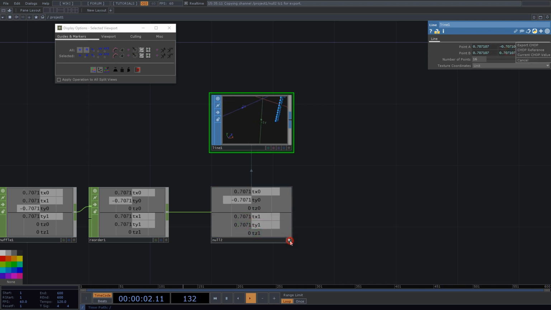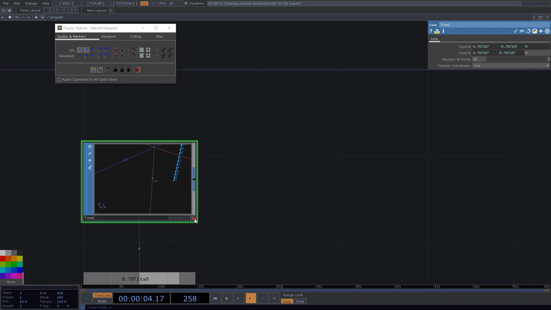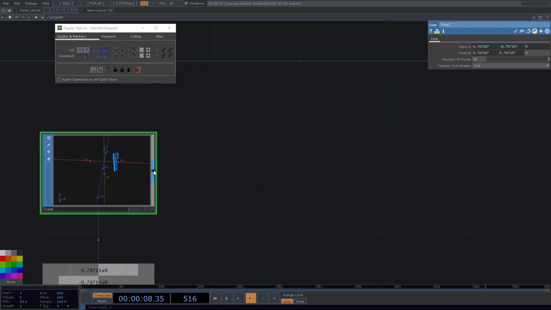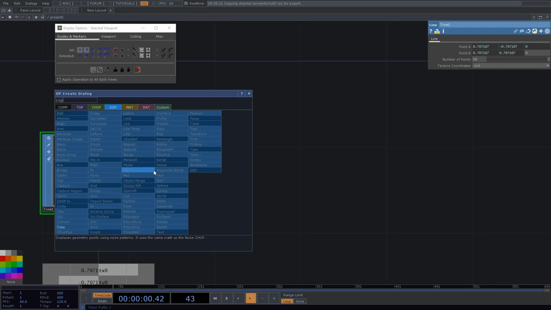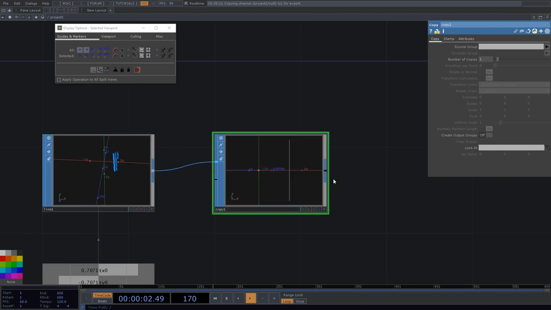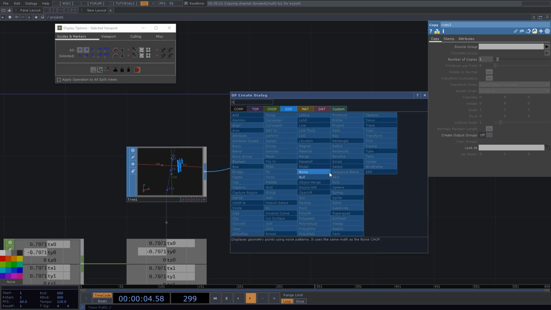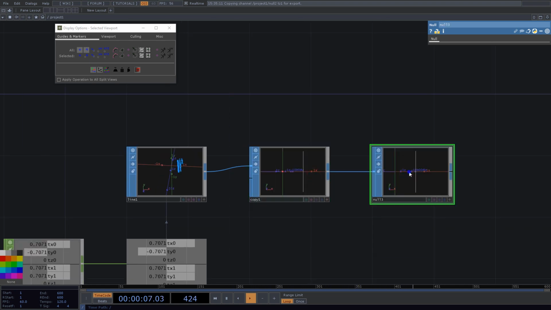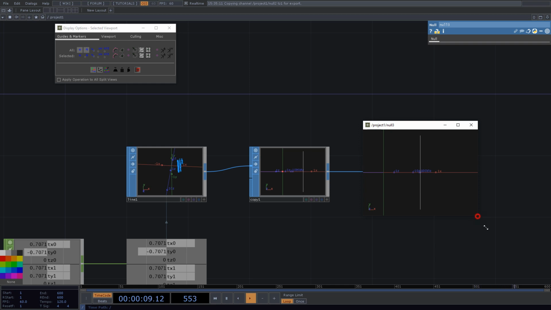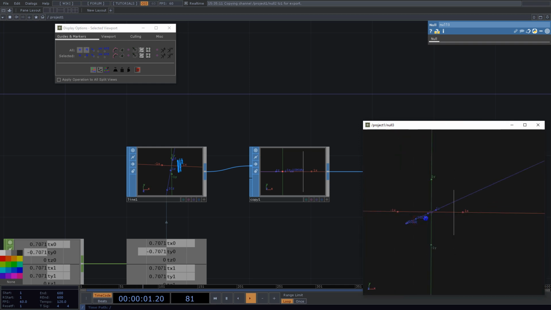Okay, now we only need to rotate this line, and we use copy. Okay, let's chain a null here and see the result. Okay, so let's see the points.